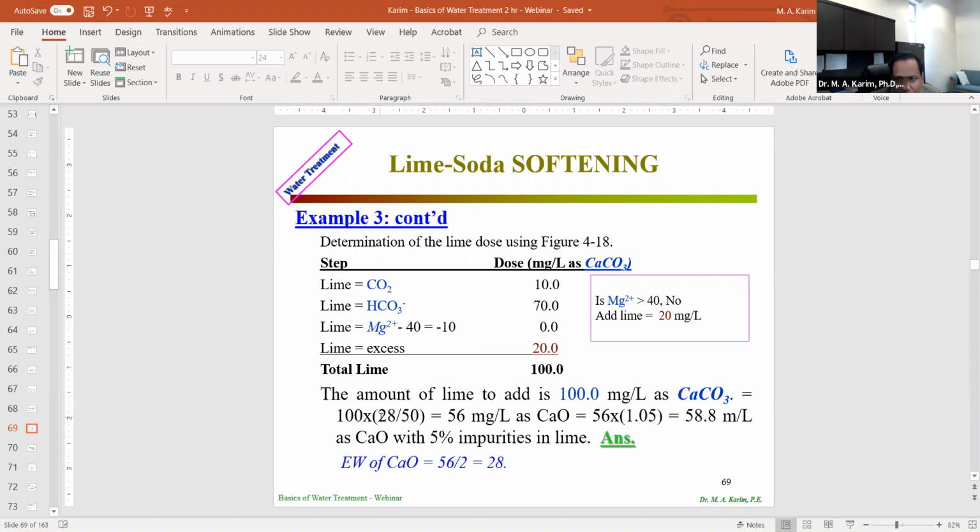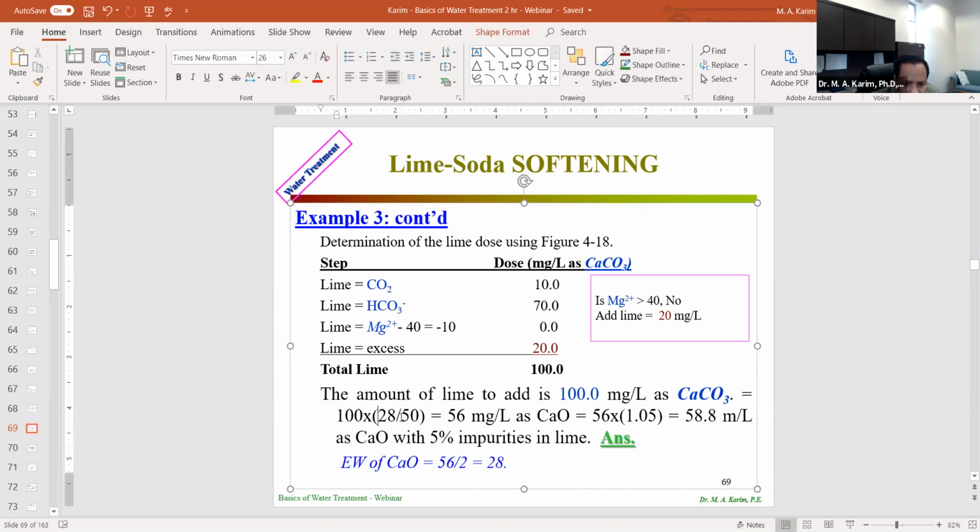So if I convert into calcium oxide itself, it becomes 56. The calcium oxide has 28, calcium carbonate has 50 in equivalent weight. So that's why it's 56 milligram per liter as calcium oxide, right? If we have 5% impurities in there, then it would be 56 times 1.05, 58 milligram per liter with the 5% impurities. So the equivalent weight of calcium oxide is 56 by 2 equals 28.